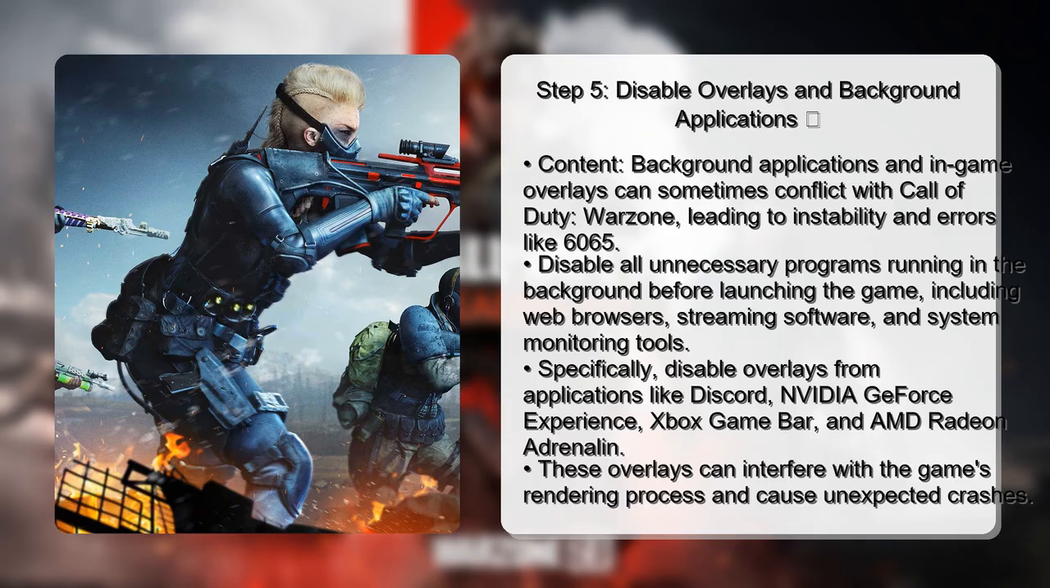Step five: disable overlays and background applications. Background applications and in-game overlays can sometimes conflict with Call of Duty Warzone, leading to instability and errors like Dev Error. Disable all unnecessary programs running in the background before launching the game, including web browsers, streaming software, and system monitoring tools. Specifically, disable overlays from applications like Discord, NVIDIA GeForce Experience, Xbox Game Bar, and AMD Radeon Adrenaline. These overlays can interfere with the game's rendering process and cause unexpected crashes.